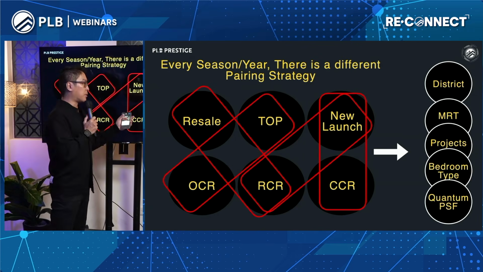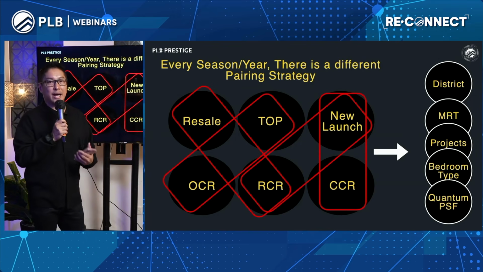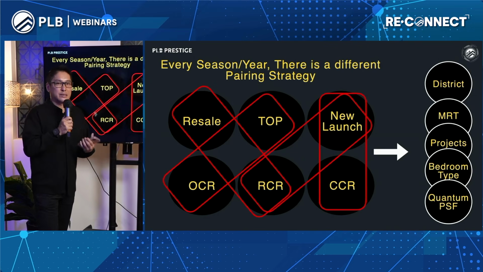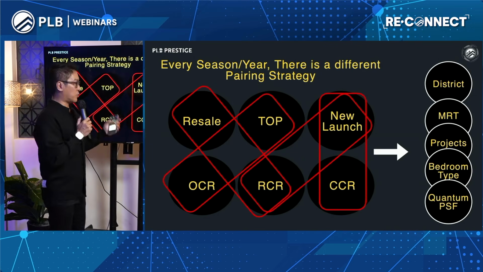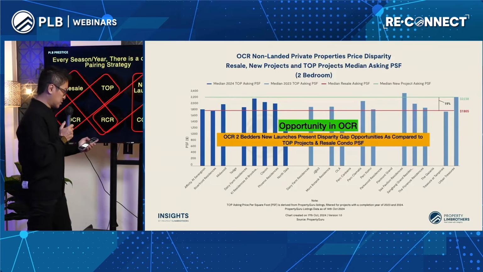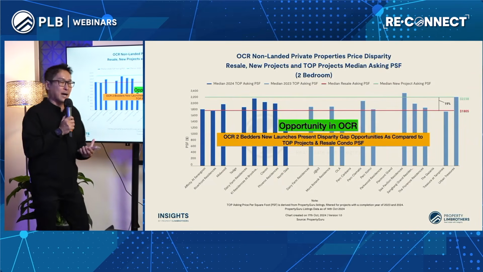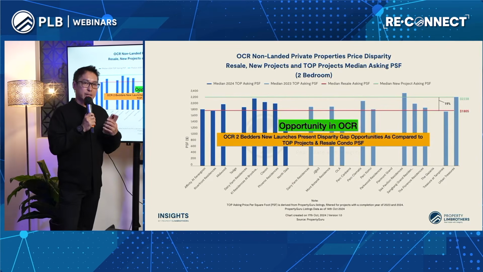But of course, if you talk about the PSF, because of the harmonization that we have recently, this will make a difference in terms of the PSF. It may look a bit higher, but if you look at the quantum itself, it must make sense. So the next thing that we're going to talk about is also the different room types that make a difference in terms of the opportunity for that location itself.